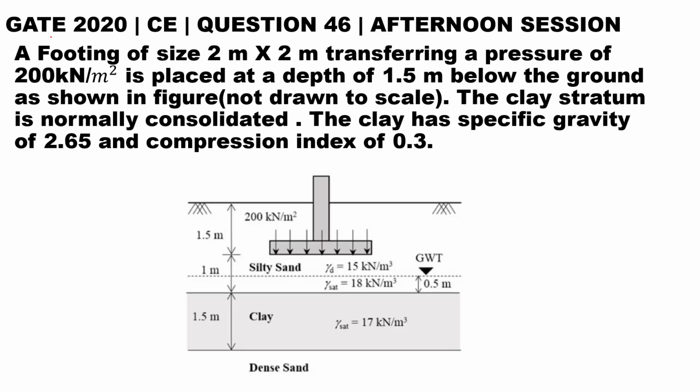Hello students, let's see another question which came in GATE 2020 Civil Engineering. This was question number 46 in the afternoon session. The question states that a footing of size 2 meter cross 2 meter transferring a pressure of 200 kilonewton per meter square is placed at a depth of 1.5 meter below the ground as shown in the figure. This is the figure.